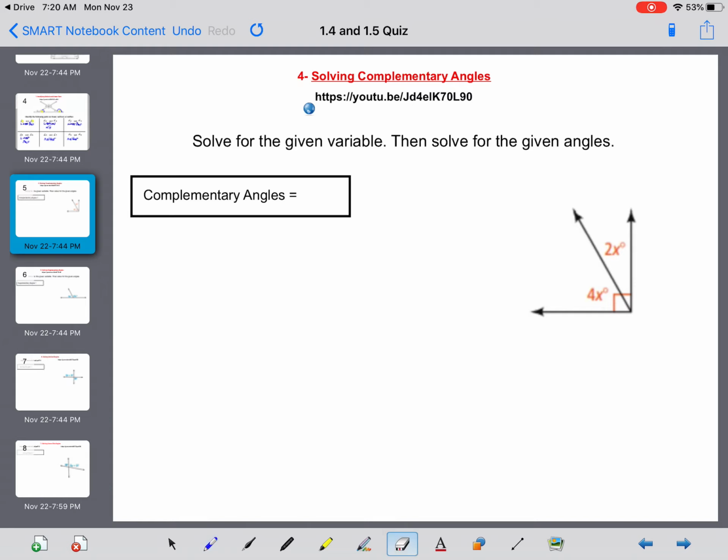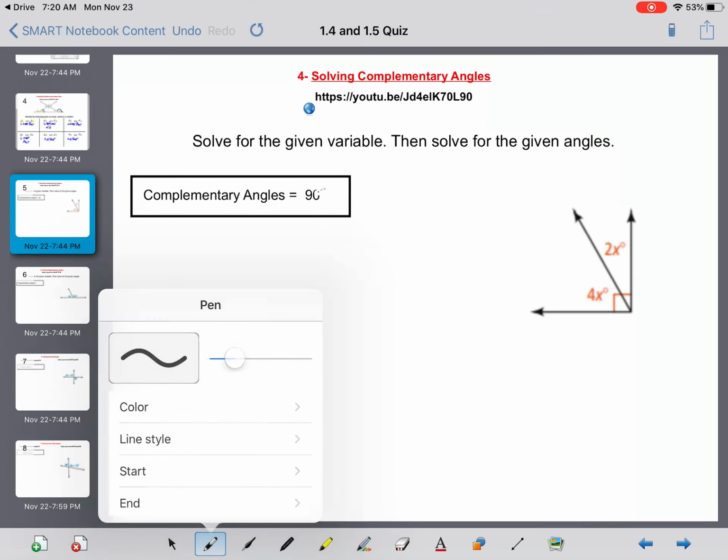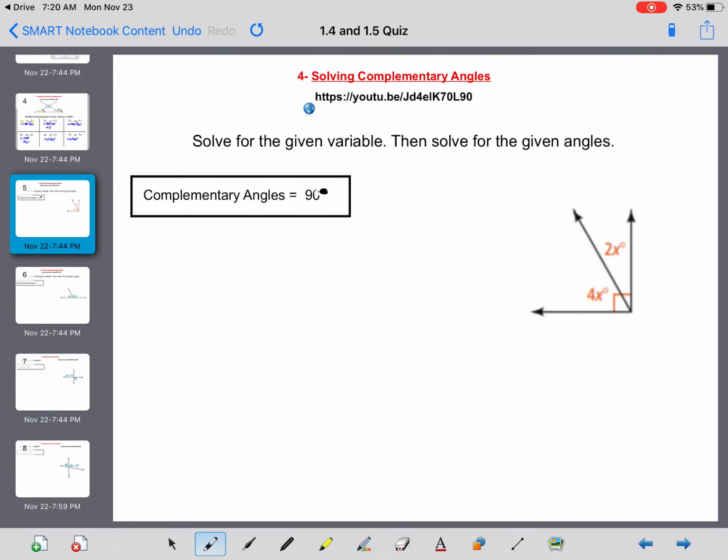Okay, solving for complementary angles. Complementary angles equal 90 degrees, okay? All right, so if these two angles, 4x and 2x, equal 90 degrees, and you know it's complementary because they have the box in the corner, we're going to add these two angles up.